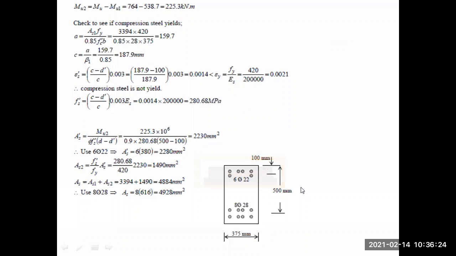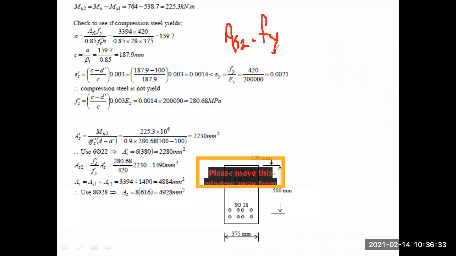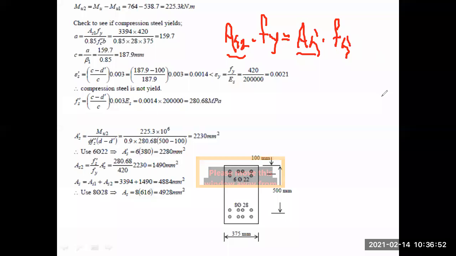So in this case, AS1 times, AS2, I mean, times Fy is equal to AS prime times Fs prime. Okay, so once you get one of them, either this or this, you can calculate the other one using this equation. So over here we still don't have either one, so we calculate one of them.